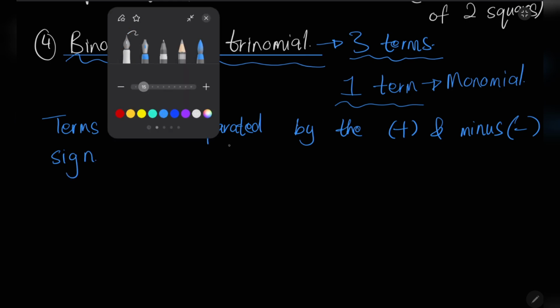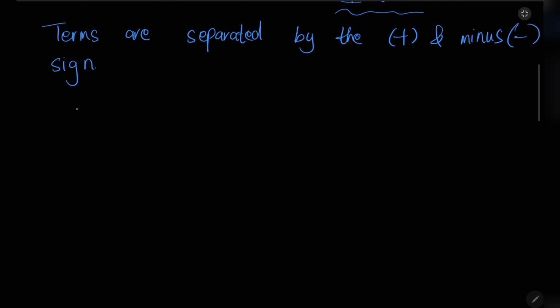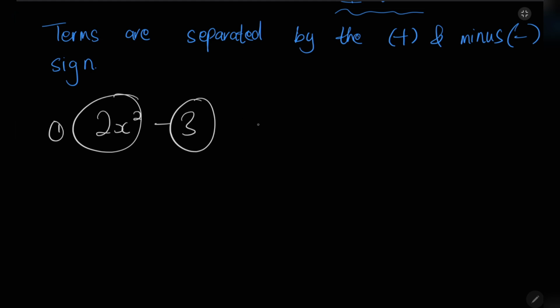Let's make a few examples before I conclude this video. If you have 2x squared minus 3, how many terms do you have? You have 1, 2, so you have 2 terms. You can also write these examples in your notes. They are separated by the minus sign. Remember, terms are separated by the plus or minus sign. It has 2 terms, therefore it's a binomial.